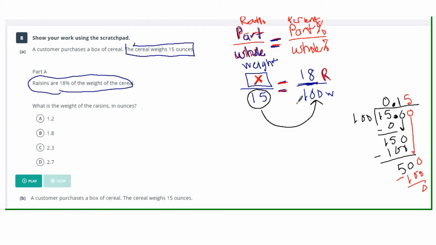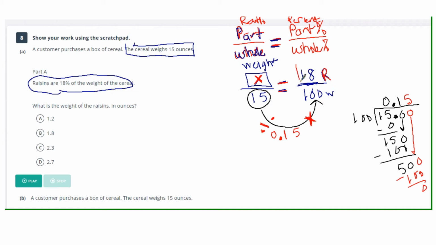So since 15 divided by 100 gave me .15, I know that I can multiply. Going this way, we're dividing by 15 and going this way, 100 divided by .15. So 15 divided by .15 is going to give me 100. But you have to understand the relationship between multiplication and division. 100 times .15 is going to give you 15.